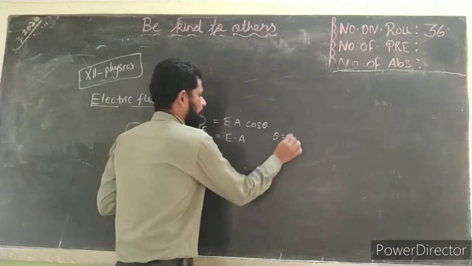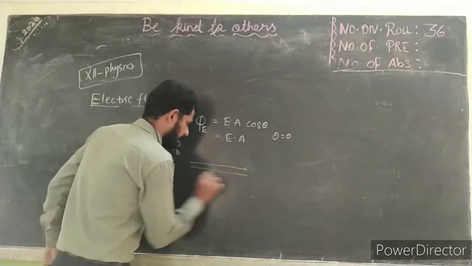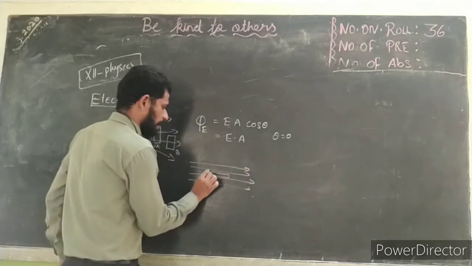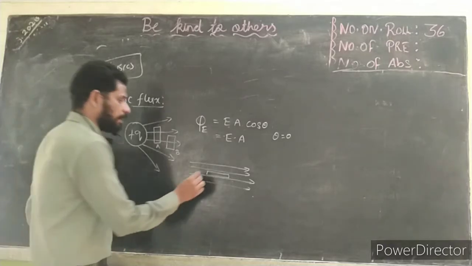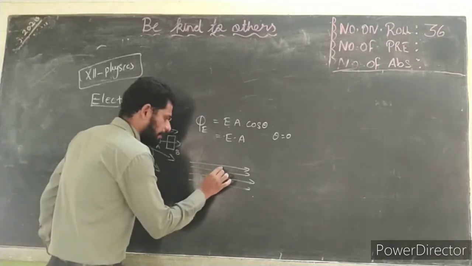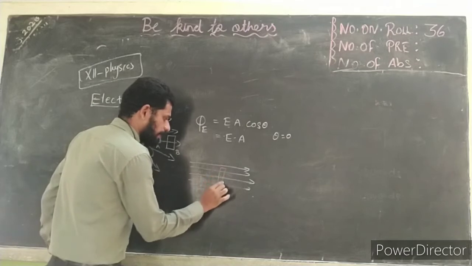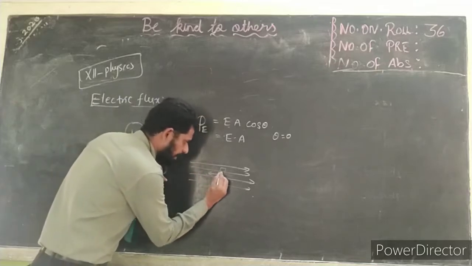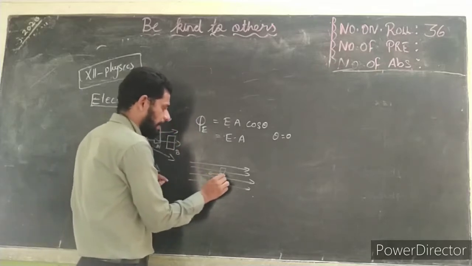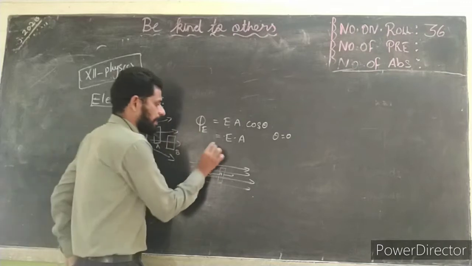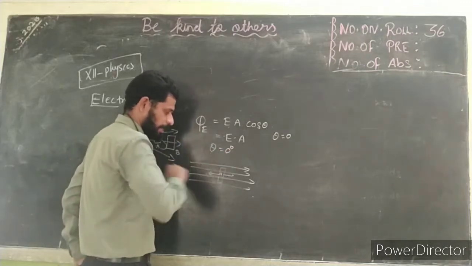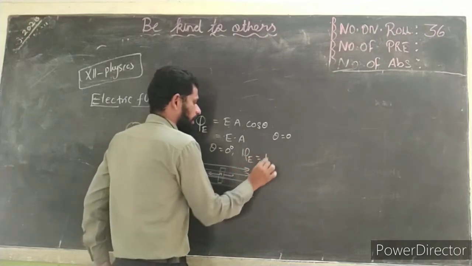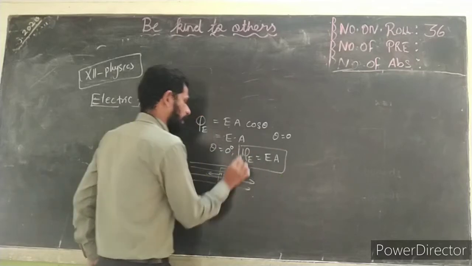When theta equals 0, that means there are a lot of electric field lines. I have a sheet, I have one area. If I am keeping this area like this, the normal is parallel to the area. Look at this picture. N will be here. The normal is parallel and anti-parallel to this area. That means when theta equals 0 degrees, the normal is parallel to the electric field lines, then phi E equals E A. So maximum electric flux will be there.